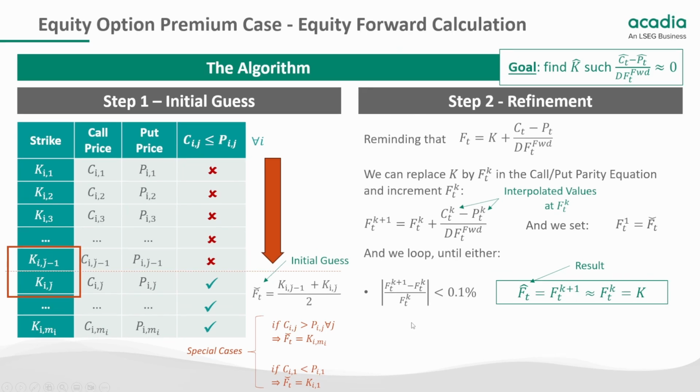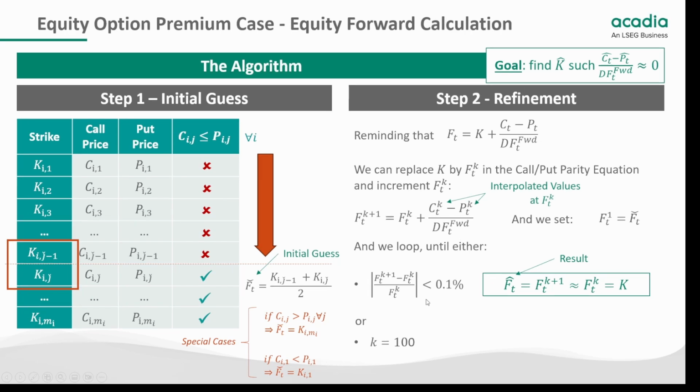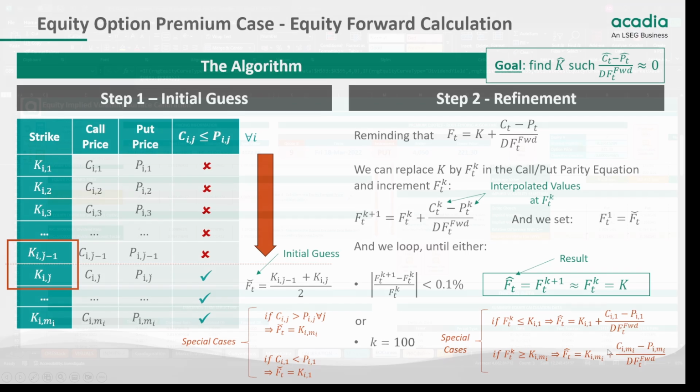The second condition is when k reaches 100. This condition means that we're not really converging well, usually, and it's to stop the algorithm looping forever. One last thing, there are also two special cases which happen when the incremented forward value is overstepping the boundaries of our quote strikes on either side. In that situation, we simply calculate the forward price at that boundary.